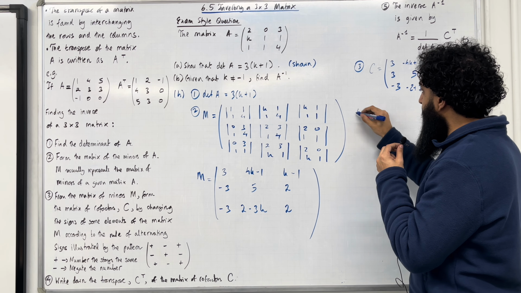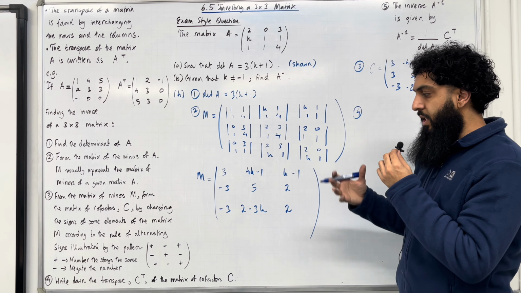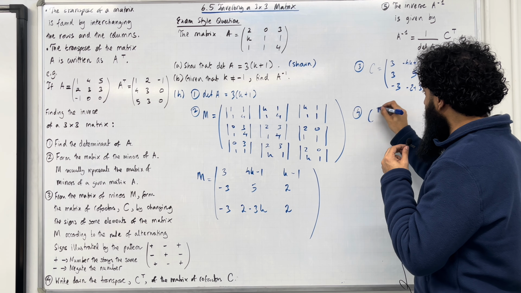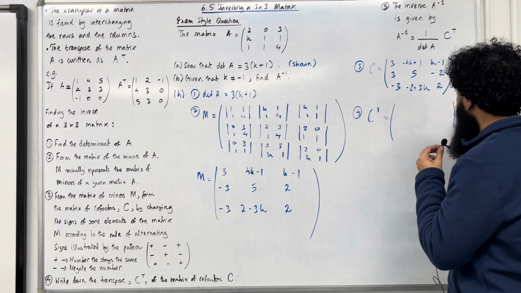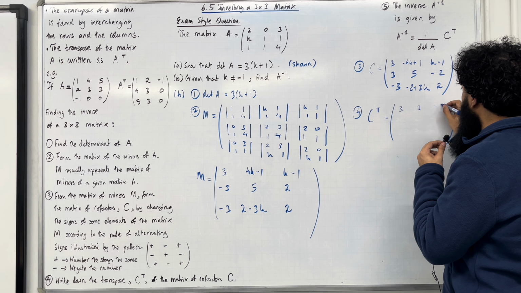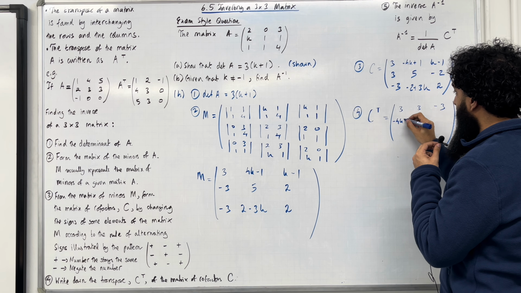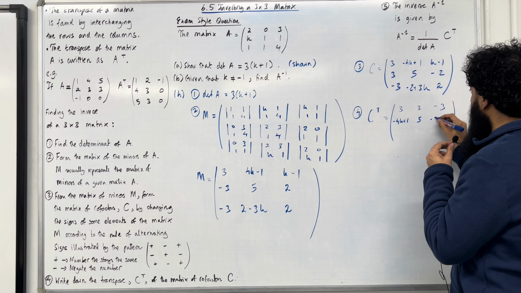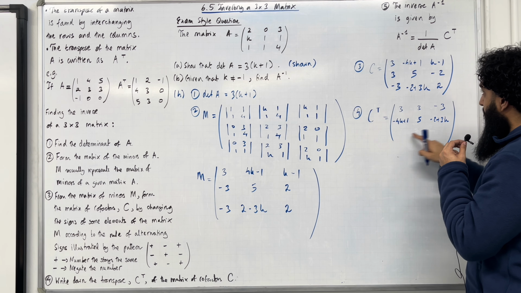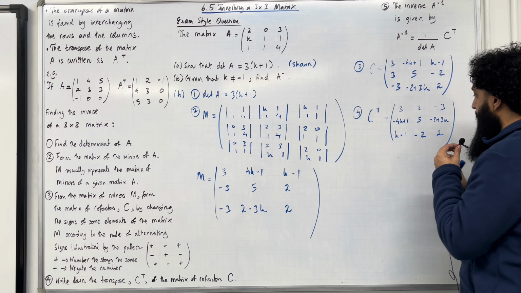Okay, moving on to step number 4. Write down the transpose C to the power T of the matrix of cofactors C. So I've got C to the power T equal. That first column becomes the first row, so 3, 3, negative 3. That second column becomes the second row, minus 4k plus 1, 5, and minus 2 plus 3k. That third column becomes the third row, k minus 1, minus 2, and 2.